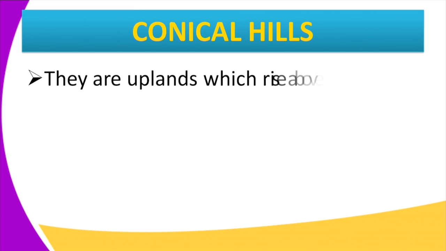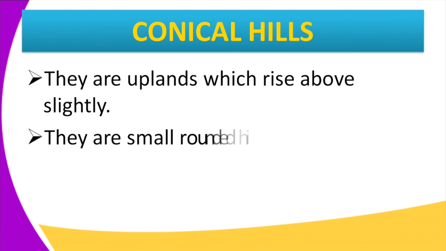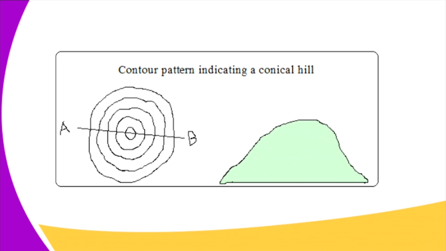Moving on to the conical hills. These conical hills are mostly in the uplands which rise above slightly. They are small, rounded hills. On topographical maps, they are presented by contour lines that form a circle. Look at the image on the left from A to B, where you have the center of this image, the small circle. The small circle shows the top part of the hill, while it stretches out to the outside. So they are normally circular in shape. That's why it's called a conical hill.